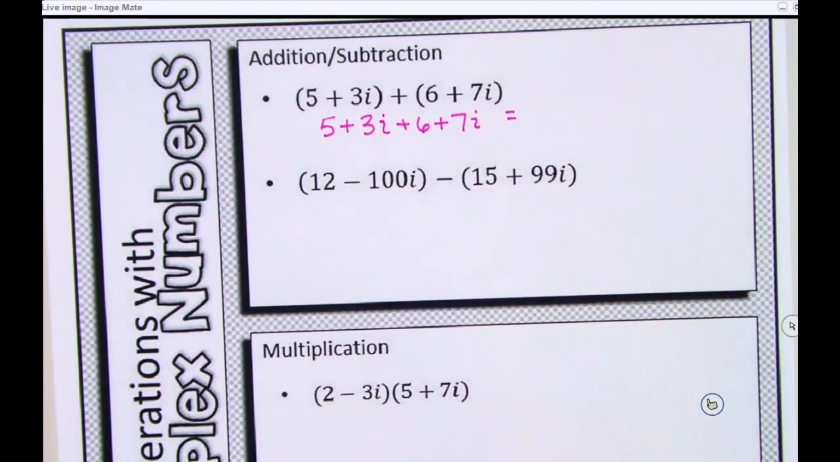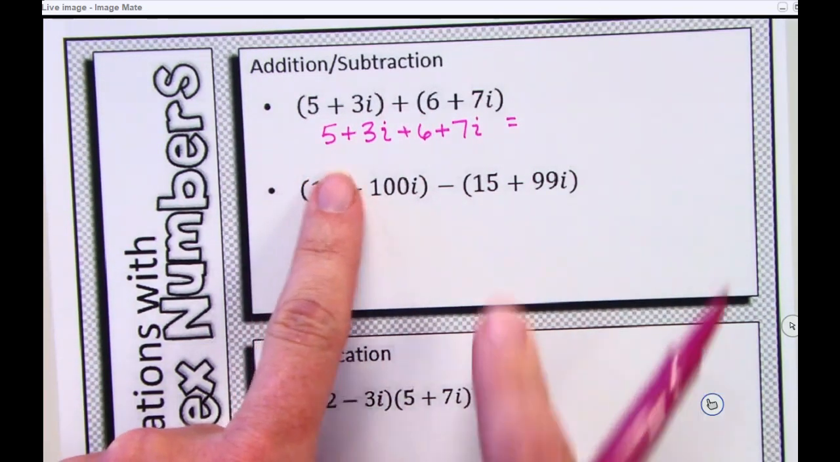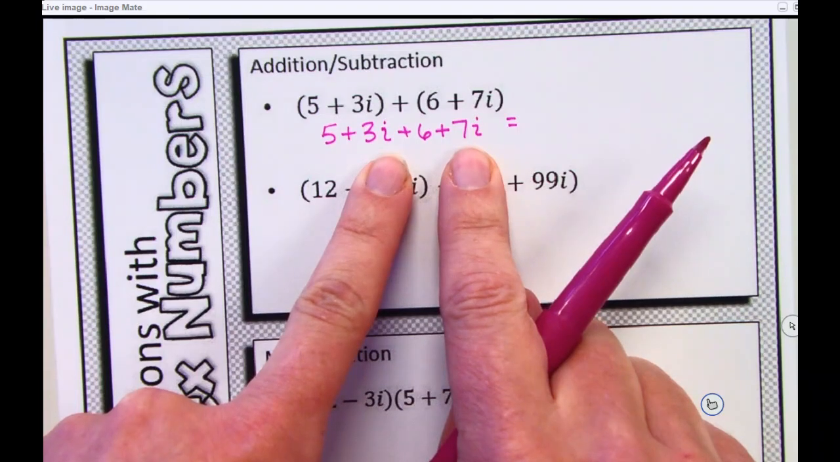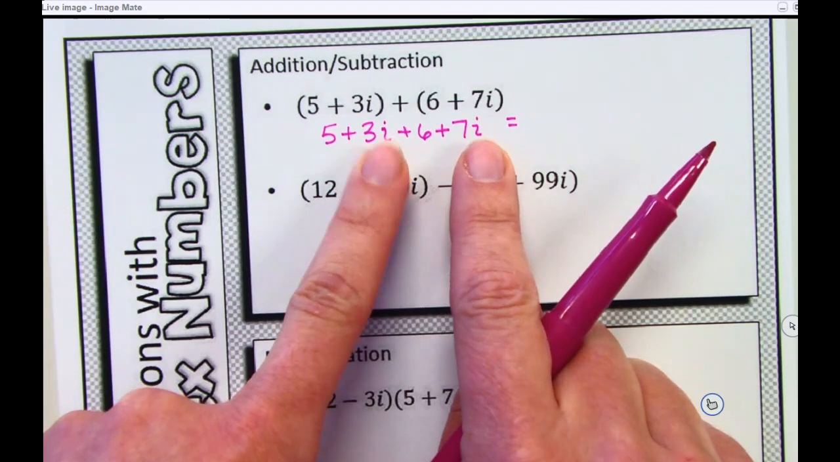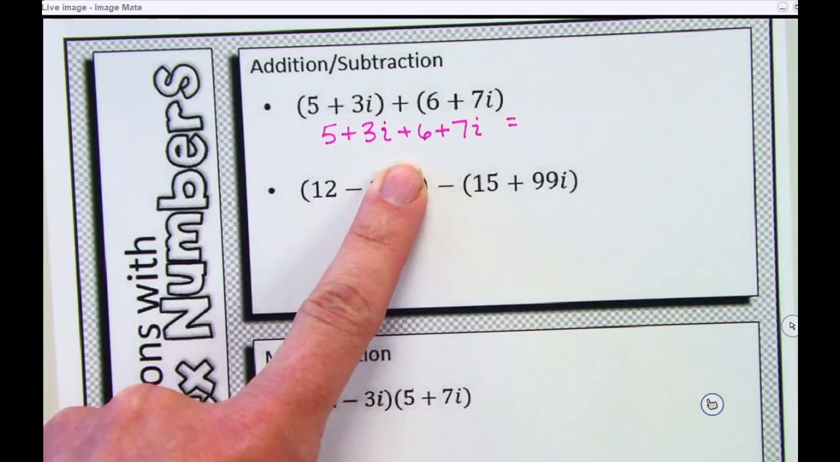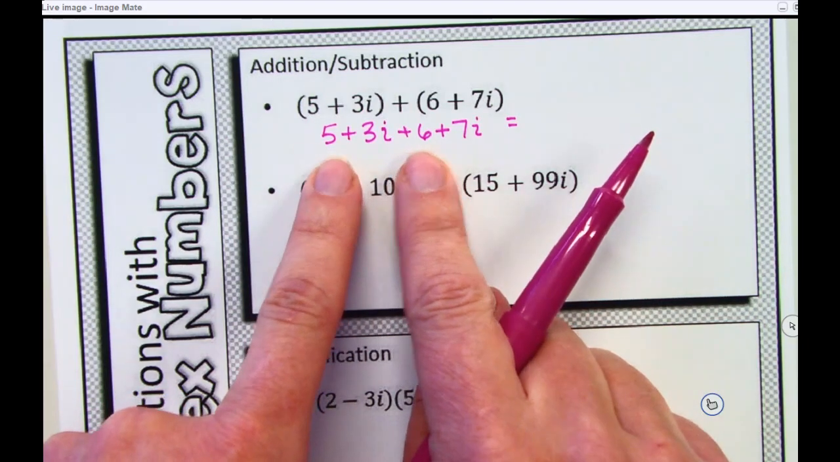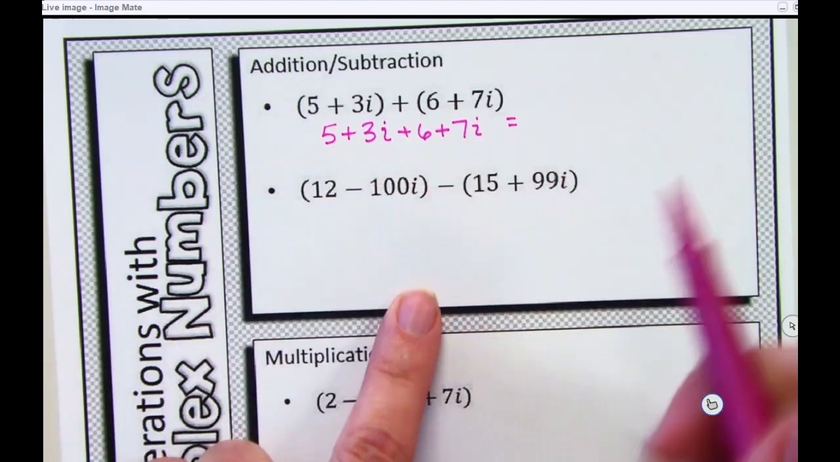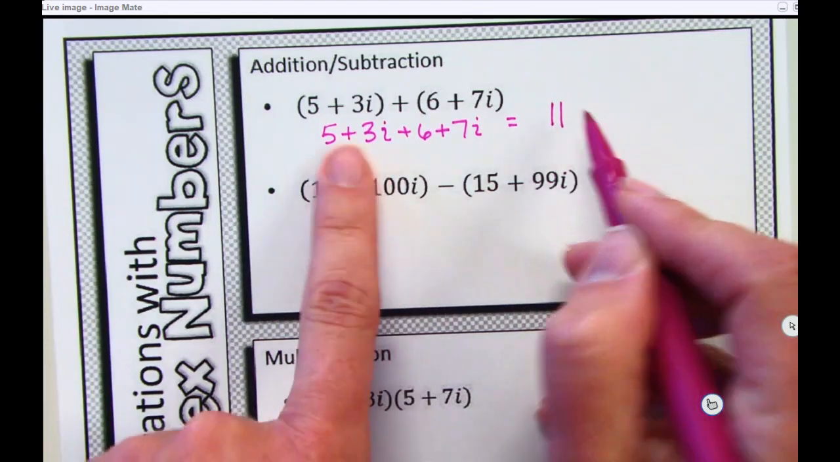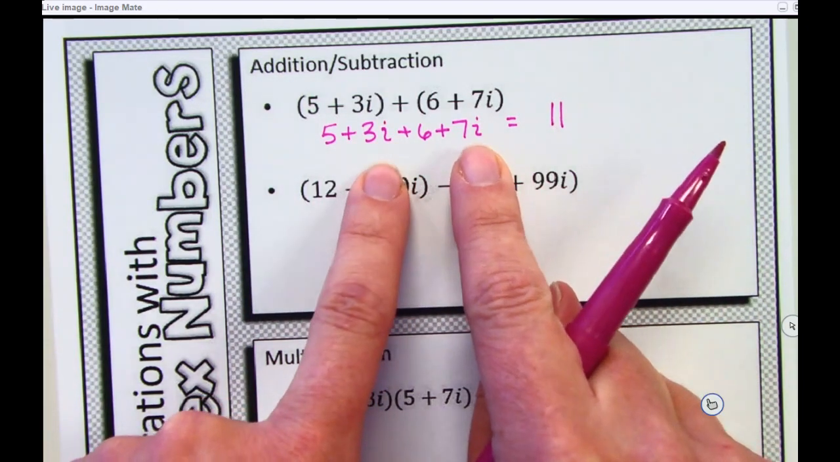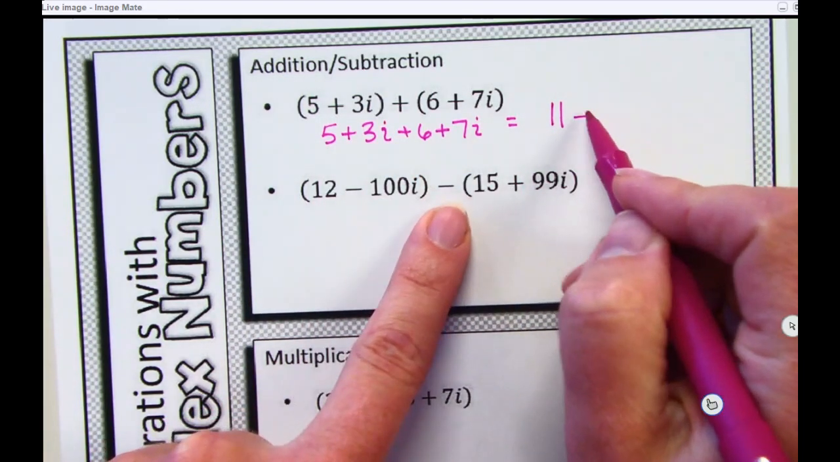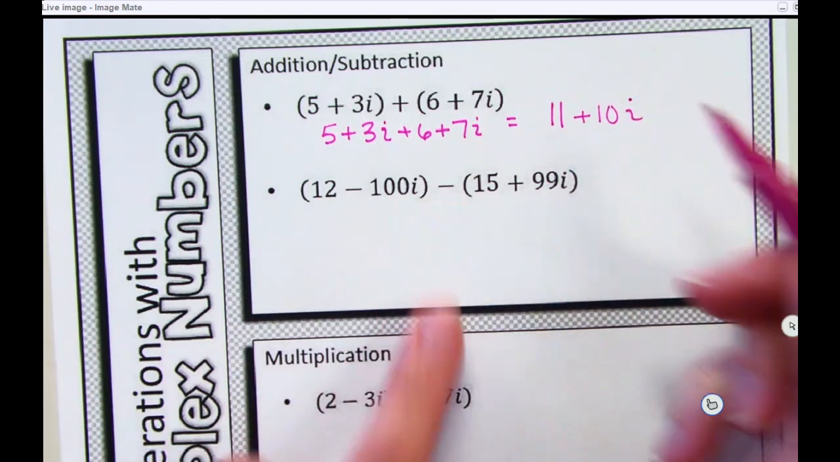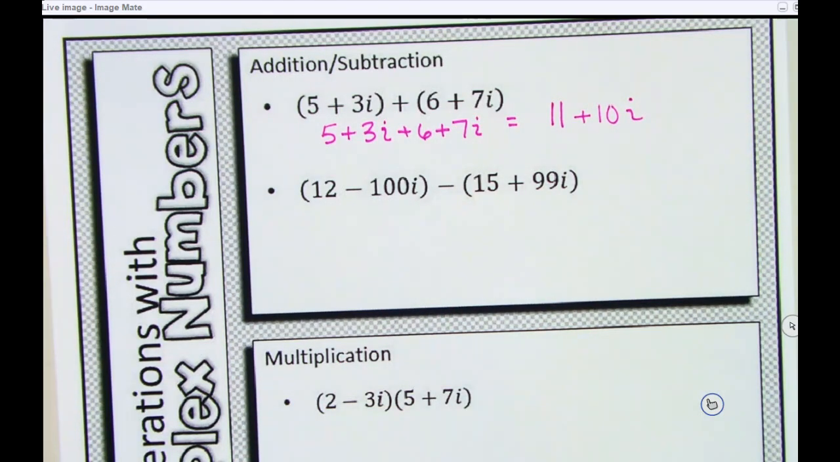What are my like terms here? I know we're used to putting the variable first, but i isn't a variable and we usually put it at the end. So I'm going to combine 5 and 6 first, and I get 11, and then you guys were right. 3i plus 7i is 10i. It doesn't get friendlier than that, does it?